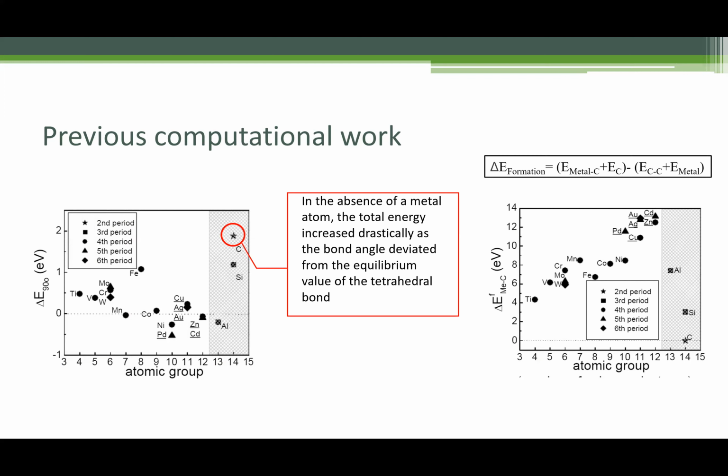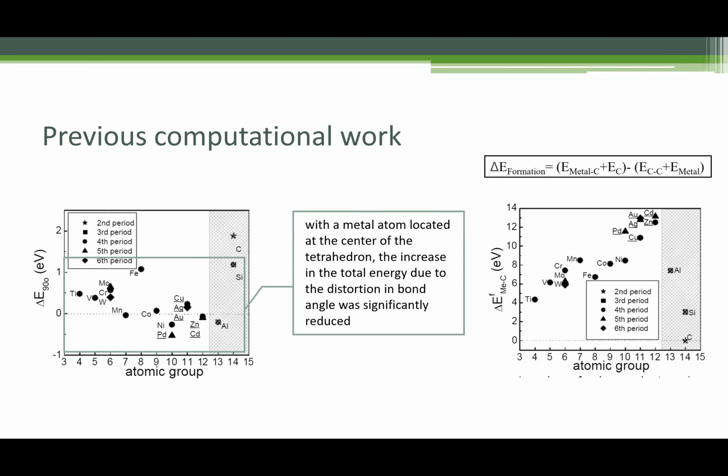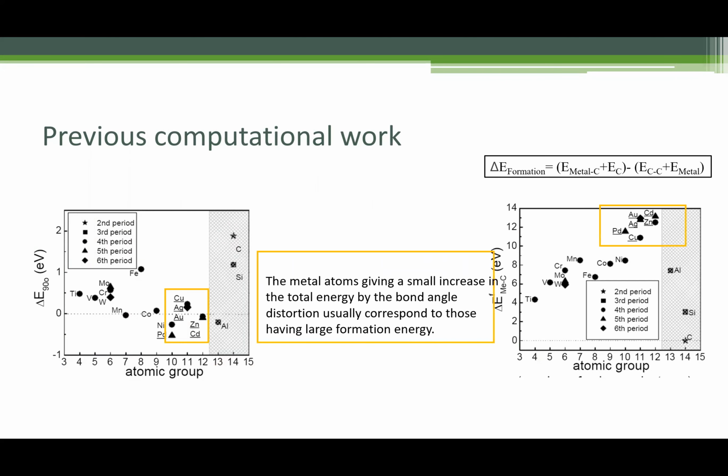One observation is that in the absence of a metal atom, the total energy increased drastically as the bond angle deviated from the equilibrium value of the tetrahedral bond. Another observation is that with the metal atom located at the center of the tetrahedron, the increase in the total energy due to the distortion in bond angle was significantly reduced. And another one is that the metal atoms giving a small increase in the total energy by the bond angle distortion usually correspond to those having large formation energies.